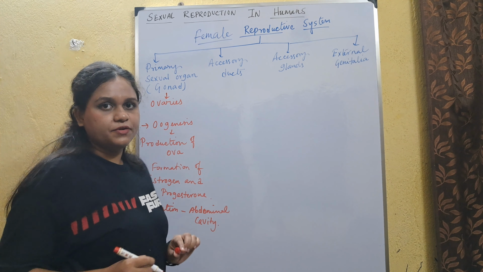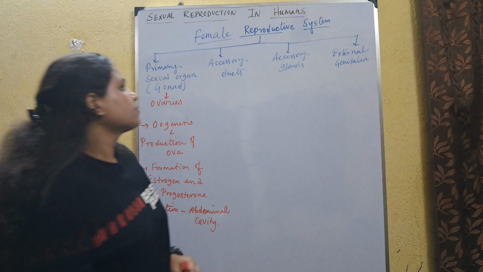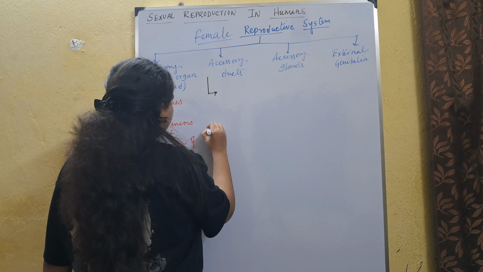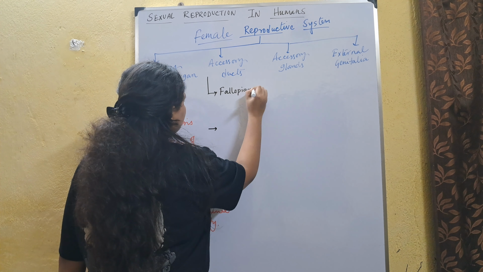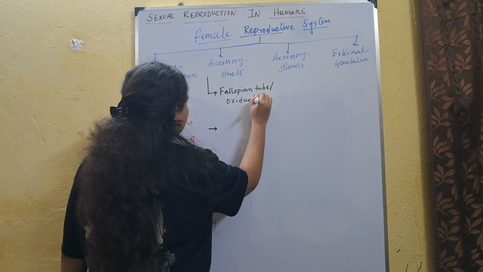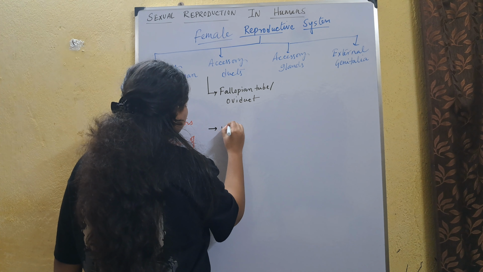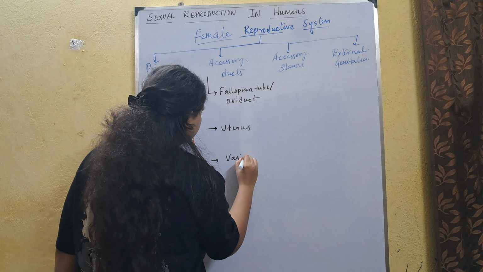The abdominal cavity. Now going to the accessory ducts. Accessory ducts, these are of different types. One is the fallopian tube, also called the oviduct. Another one is the uterus, and the third one is the vagina.